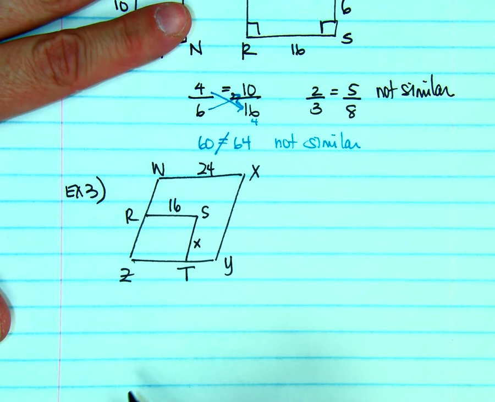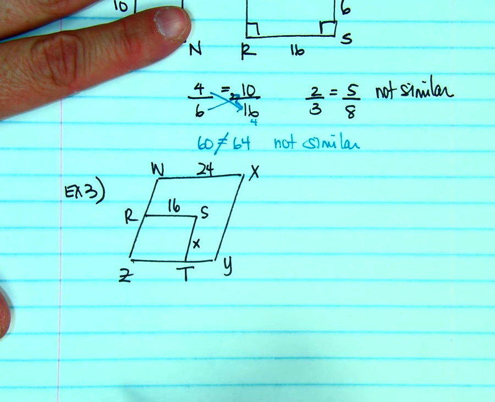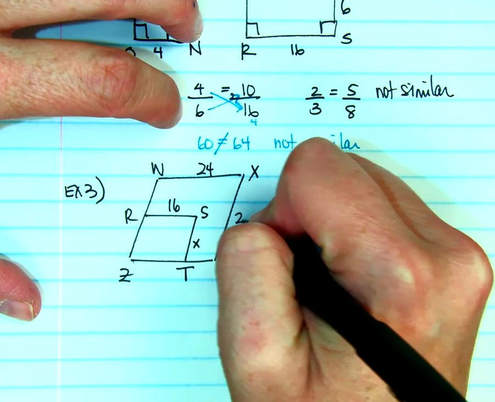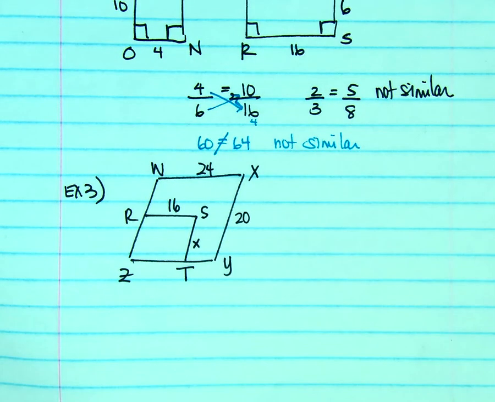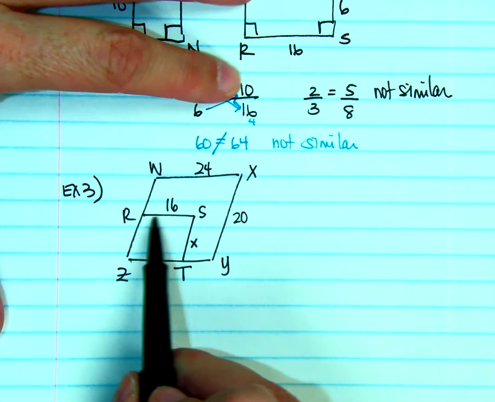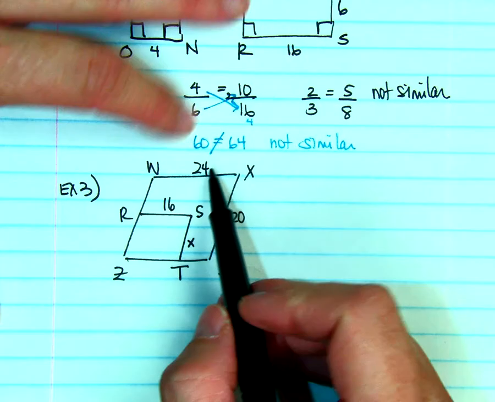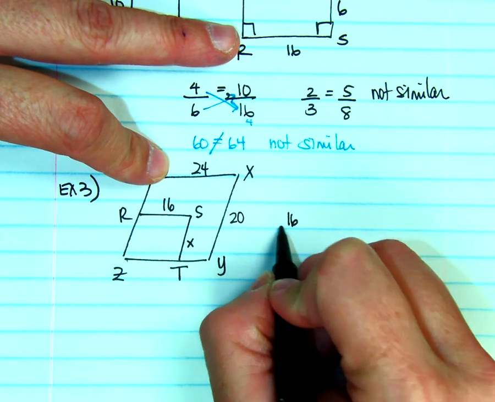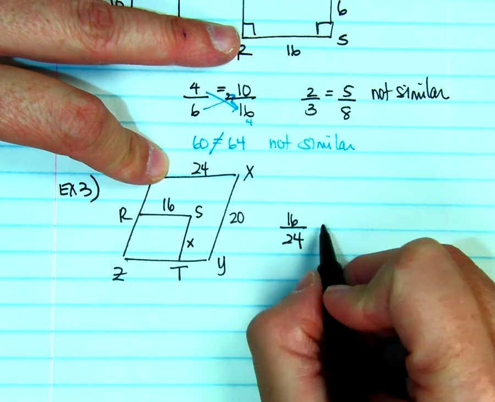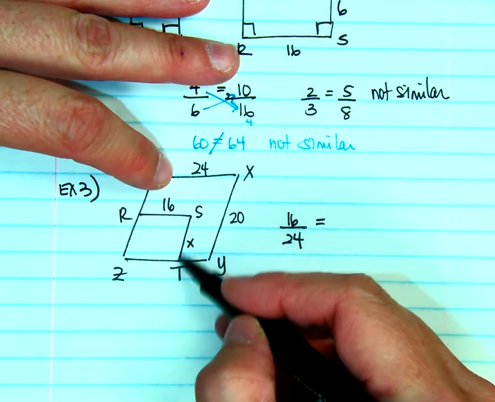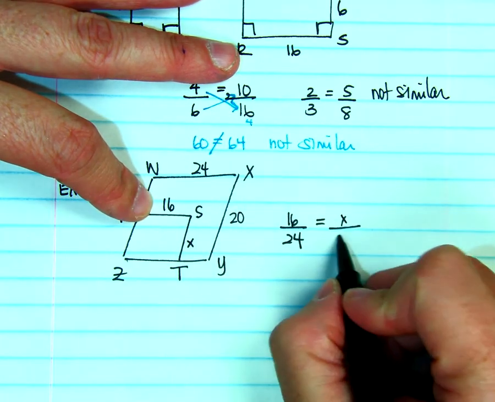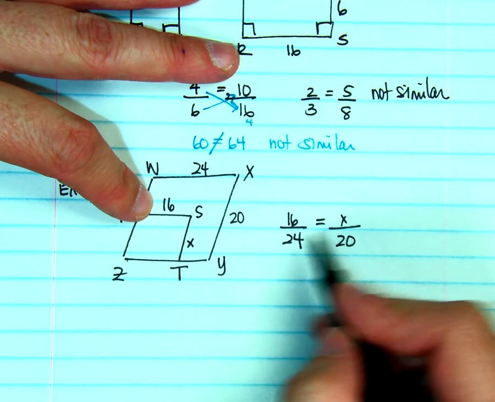Okay, so if we are trying to find the value of x, and I have a side measurement of 20 over here. So the top would have to be proportional to the other top, so 16 over 24, and the side of the little one over the side of the big one. So I could do my means and extremes.